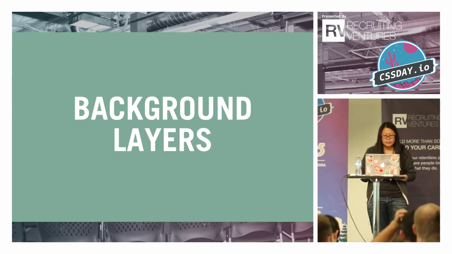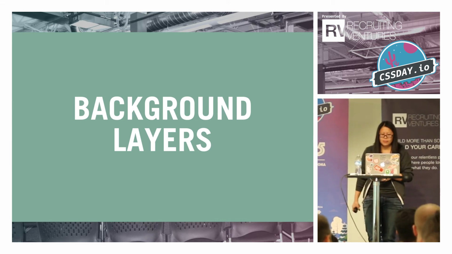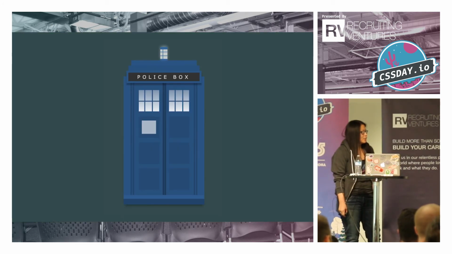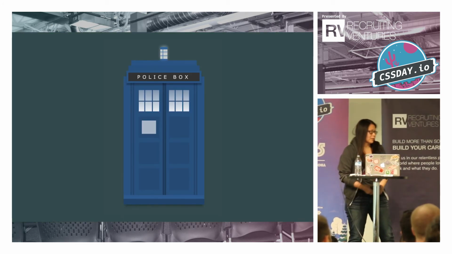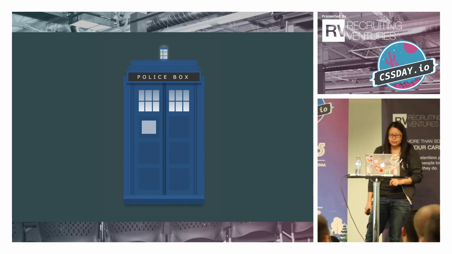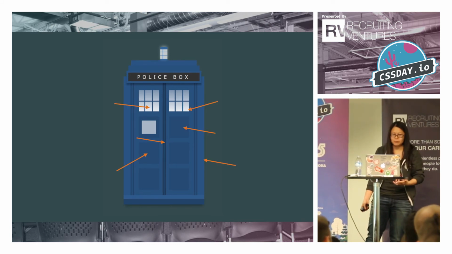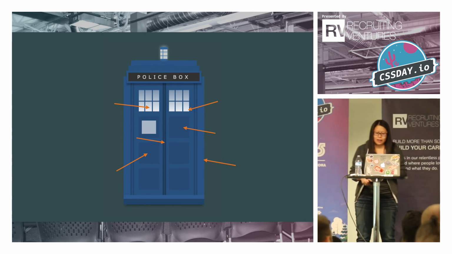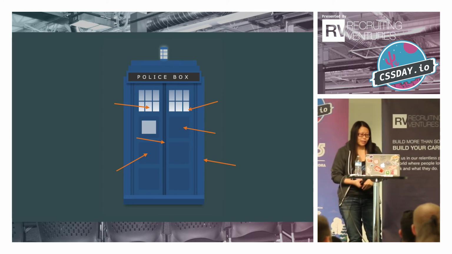So background layers. Background layers are the hardest, I think, to comprehend, but super powerful, using multiple background images and gradients. So this is the TARDIS illustration. I don't know how well this is looking on the projector, but basically there's lots of shapes, like rectangle shapes in this drawing, like the main body of the TARDIS. And all of those are created with background gradients.